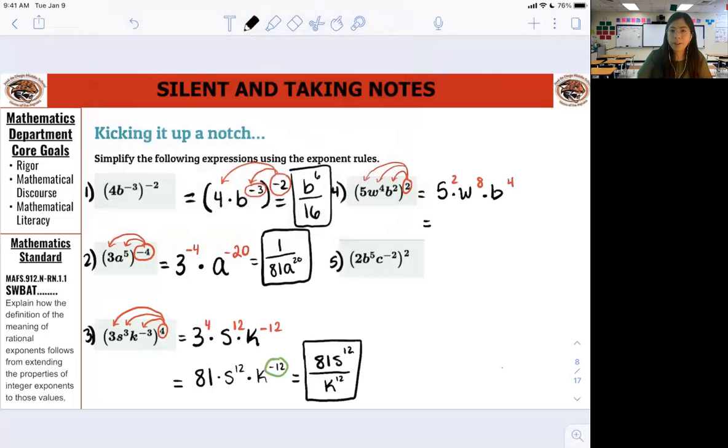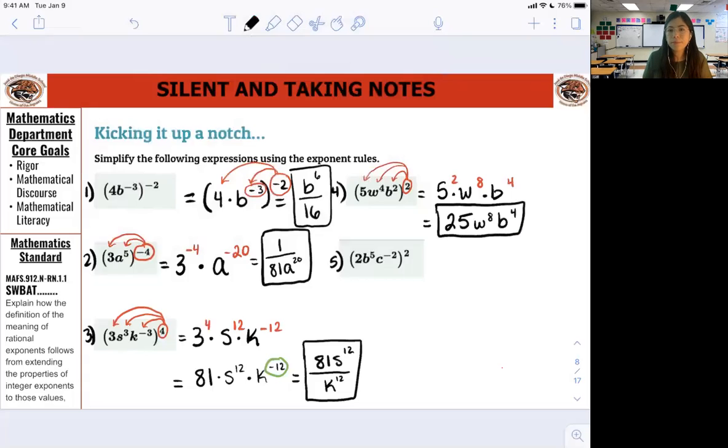Now I just need to evaluate whatever I can. I know I can do 5 to the power of 2. 5 to the power of 2 is 25. So I have 25 W to the power of 8, B to the power of 4. Nothing in the denominator on this one.